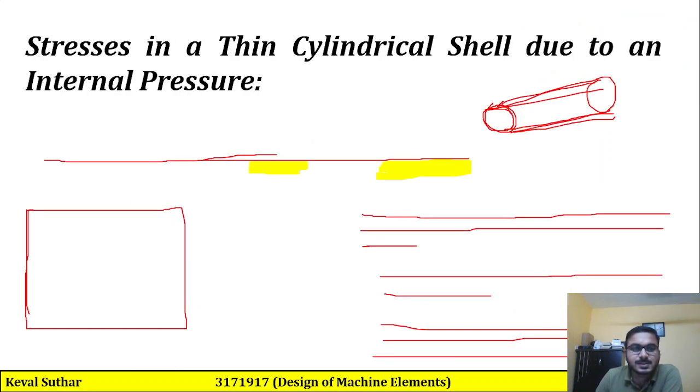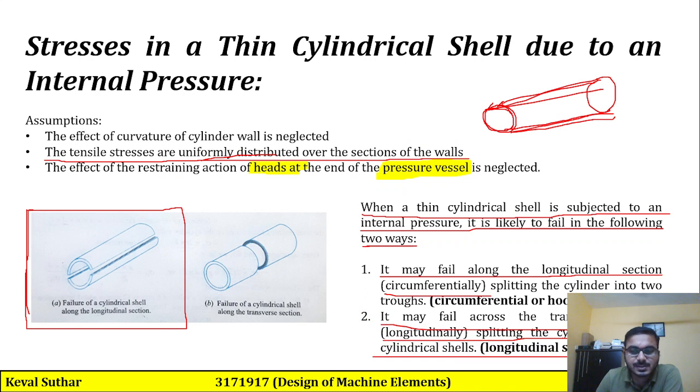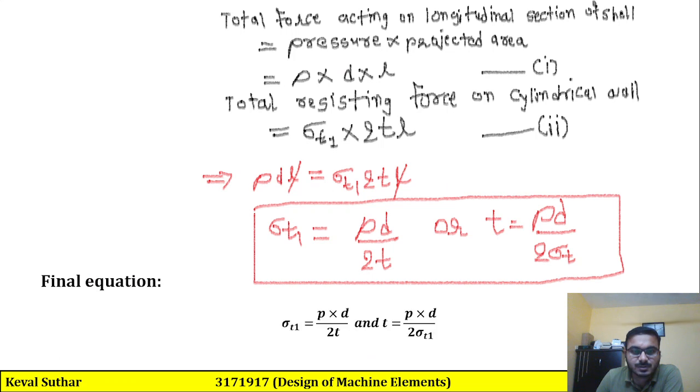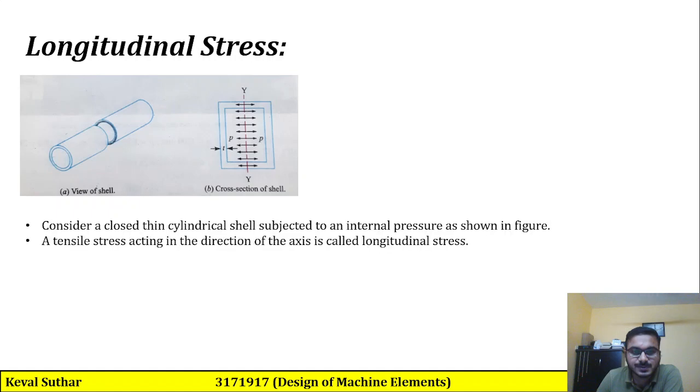Then we discussed the two different types of stresses which are generated in the thin cylindrical shell due to an internal pressure. First is circumferential or hoop stress, which occurs in the longitudinal direction, and second is longitudinal stress, which happens in the transverse direction. We derived the equations for circumferential stress or hoop stress as well as longitudinal stress.